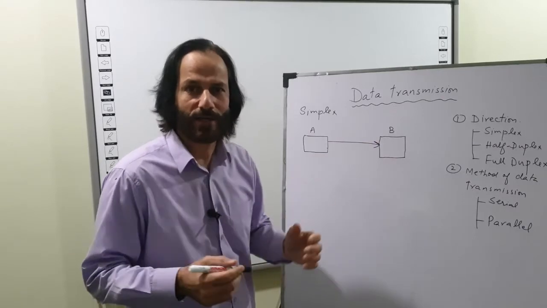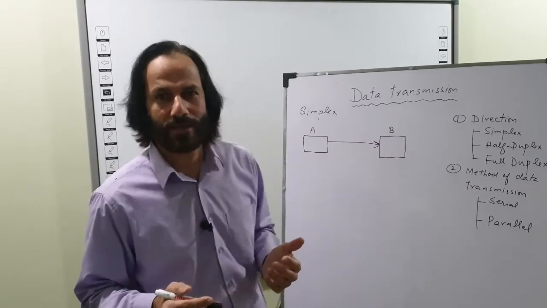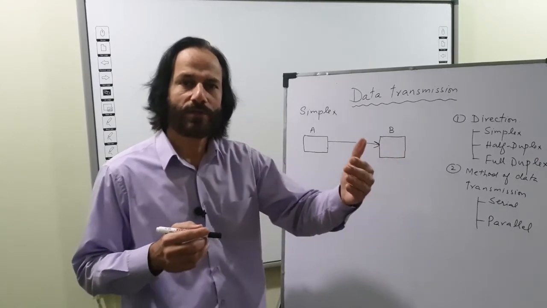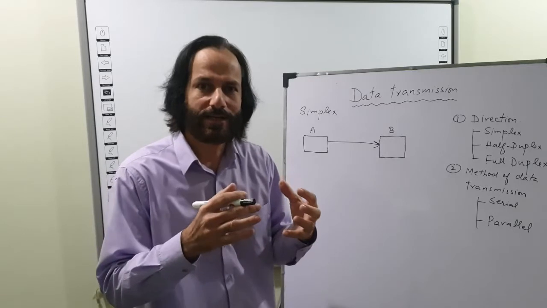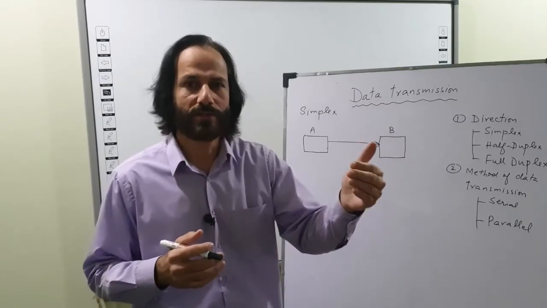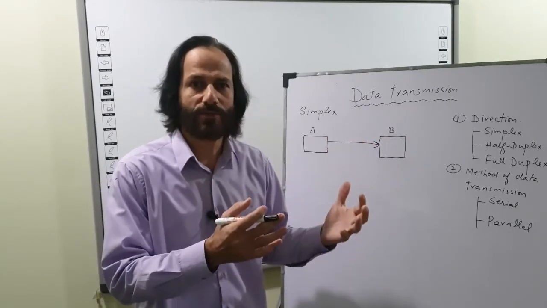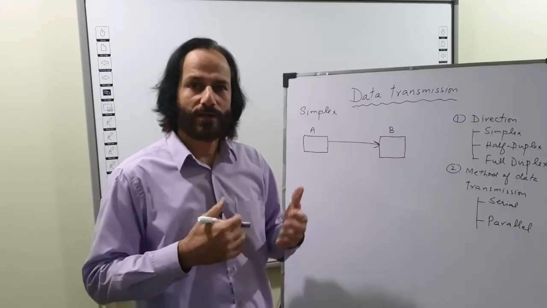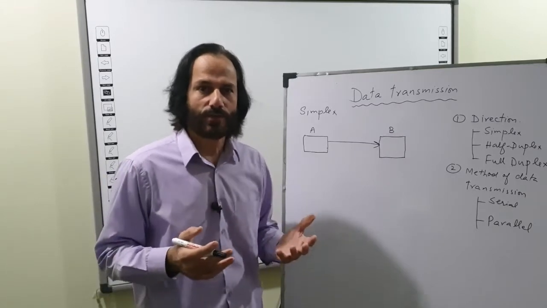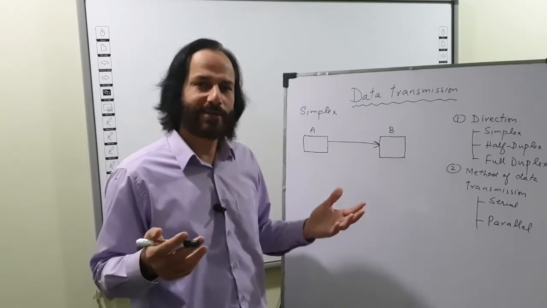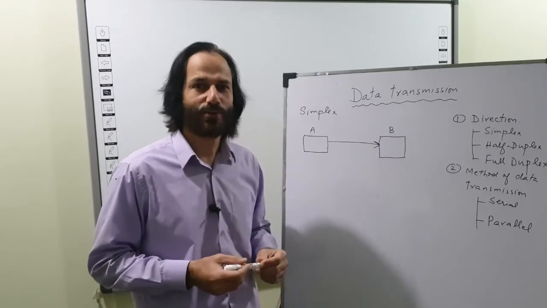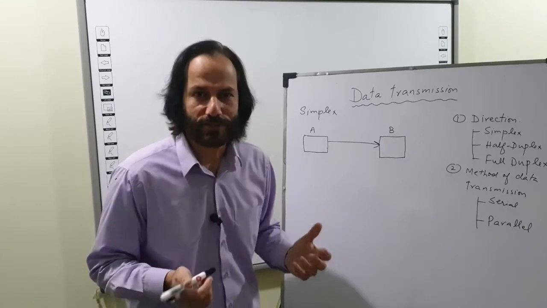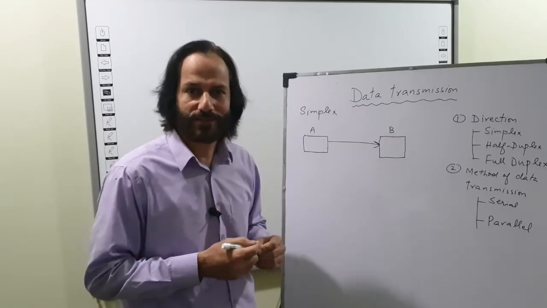It is a simplex. We have many examples of simplex. For example, from your keyboard to your computer. We can only send data from keyboard to computer. The computer, your CPU or processor, cannot send that data back to your keyboard. That isn't required. Other examples are TV and radio transmissions, where you only receive transmission using your television. These are a few examples of simplex.